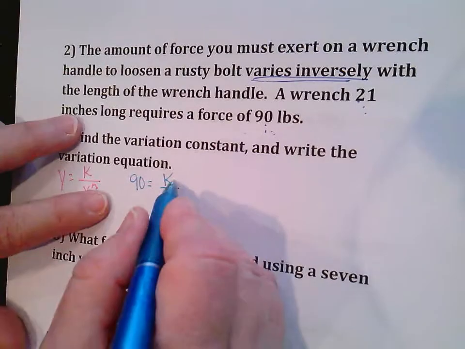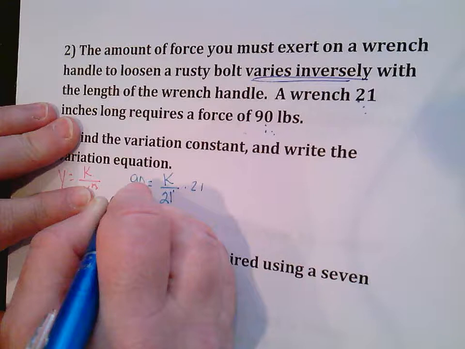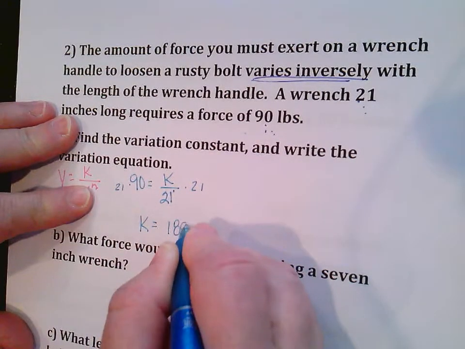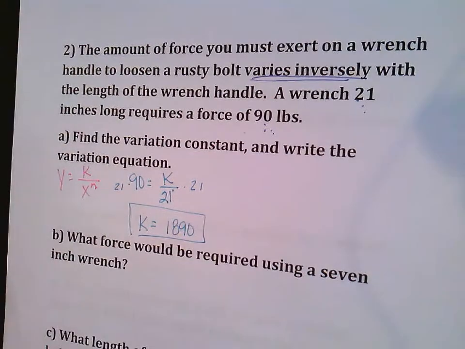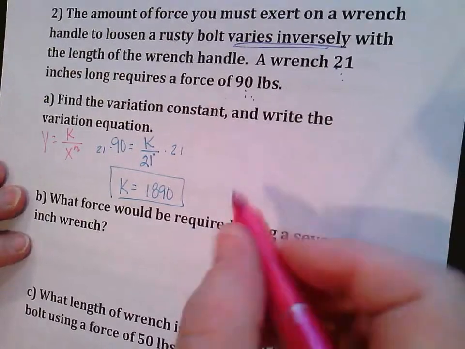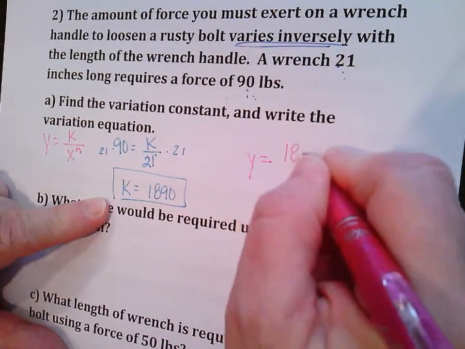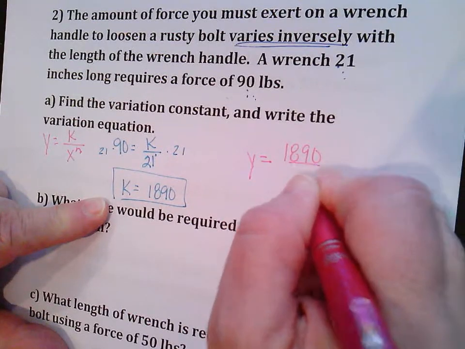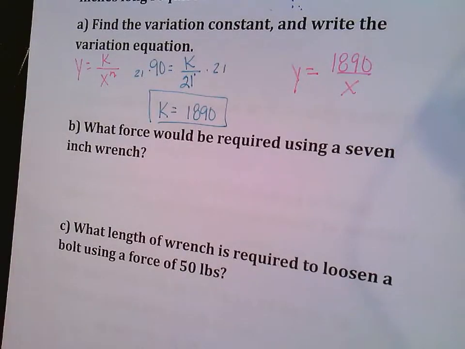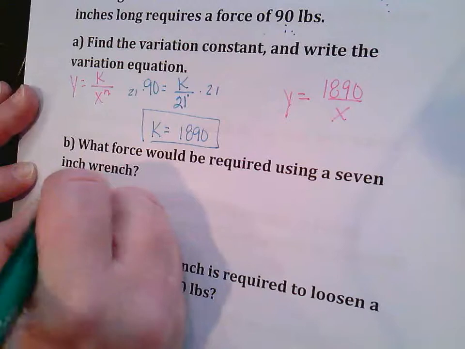In order to get the k by itself, I'm going to multiply both sides by 21. And I end up with k equals 1890. That's my variation constant. So my variation equation is going to be y equals my k, 1890, over whatever my x is, and it's x to the first. Okay. So that's the equation I'm going to use in my next problem.